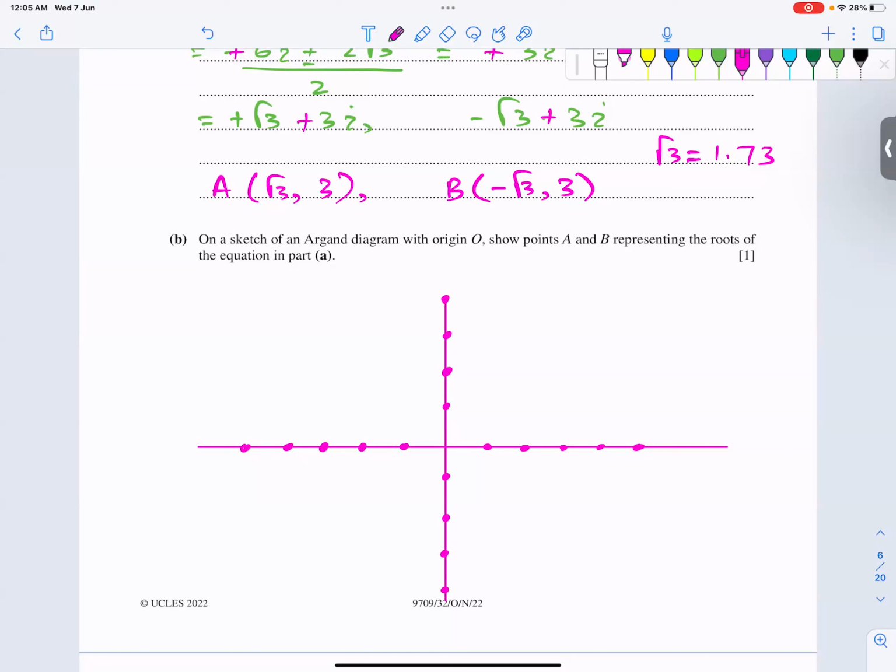The first point is square root 3, comma 3. So it means 1.73 on the x-axis and 3 on the y-axis, almost here. This is A, which is square root 3, comma 3. And the other point is B, which is minus square root 3, comma 3, here. Here's your O. This is the real part of Z, and this is the imaginary part of Z.